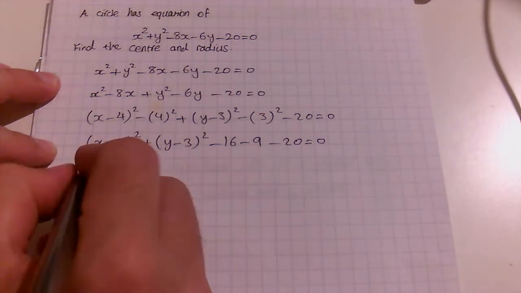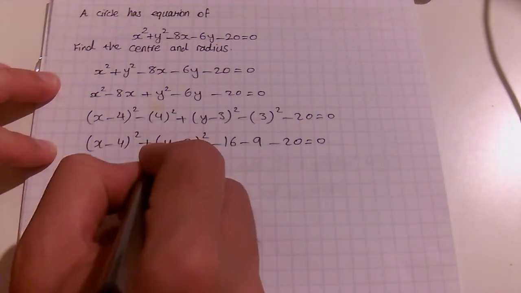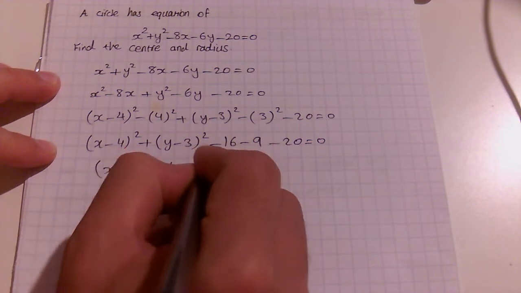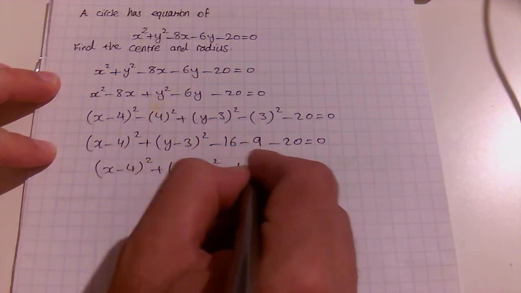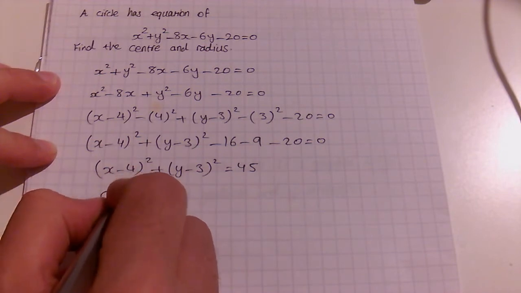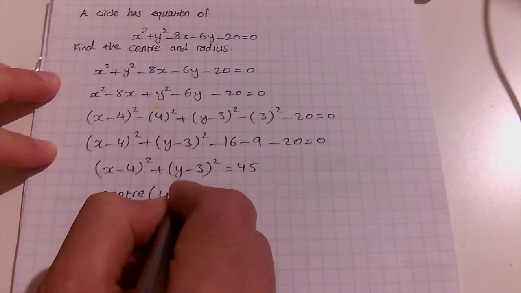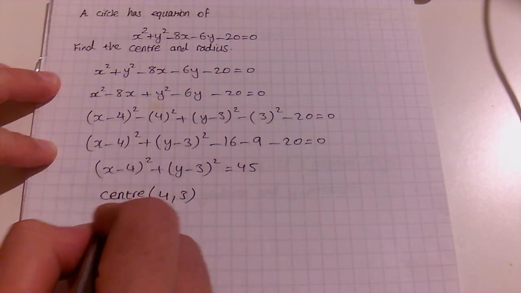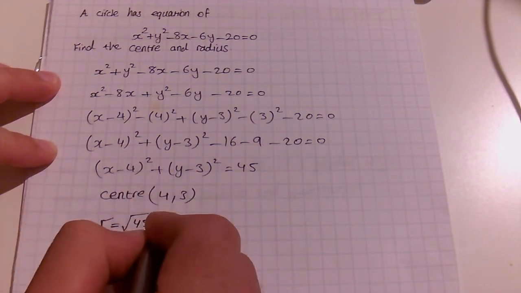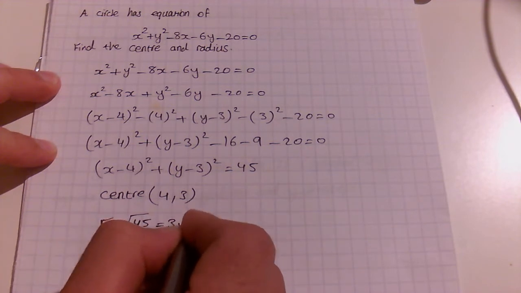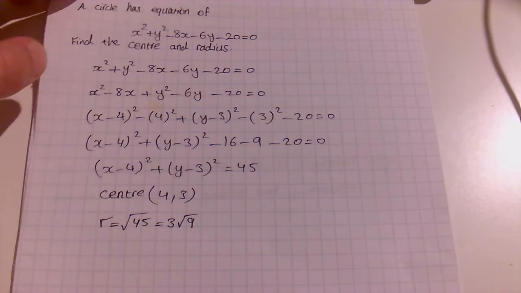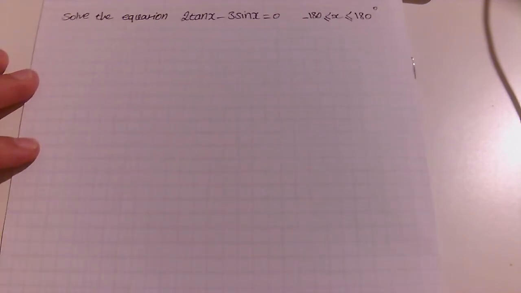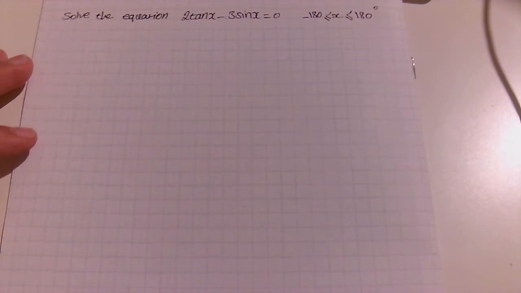Simplifying this, we should get (x minus 4) squared plus (y minus 3) squared minus 16 minus 9 minus 20 equals 0. Writing it in standard form, (x minus 4) squared plus (y minus 3) squared equals 45. Therefore, the center of the circle is (4, 3), and the radius is square root of 45, which is 3 square root of 5.